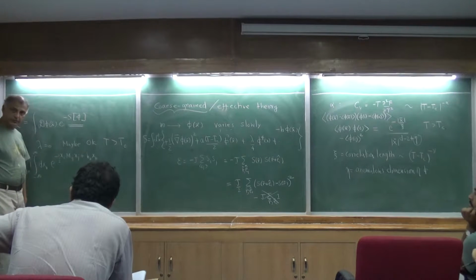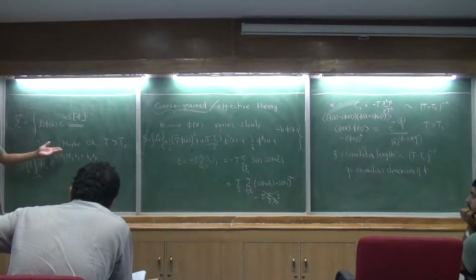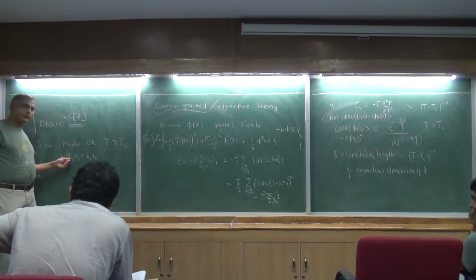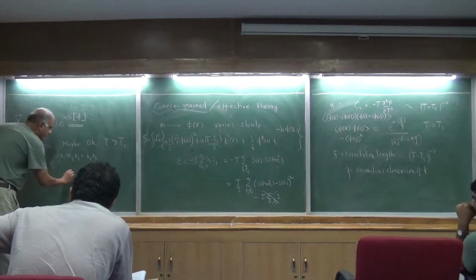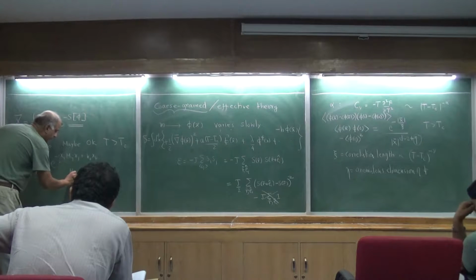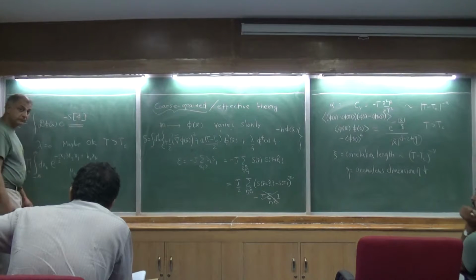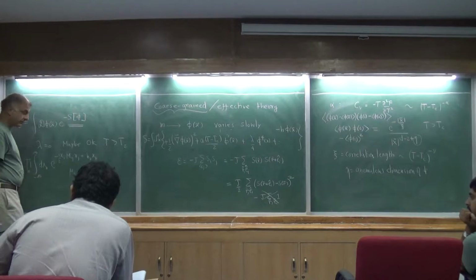Okay, so now I want to do this integral. This is a Gaussian integral, right? So you should be able to do it. So how do you do a Gaussian integral like this? It's very easy. All you do is you diagonalize this M, right? And then you get some eigenvalues. Let me call it mu_a. Okay? So these are the eigenvalues for that.